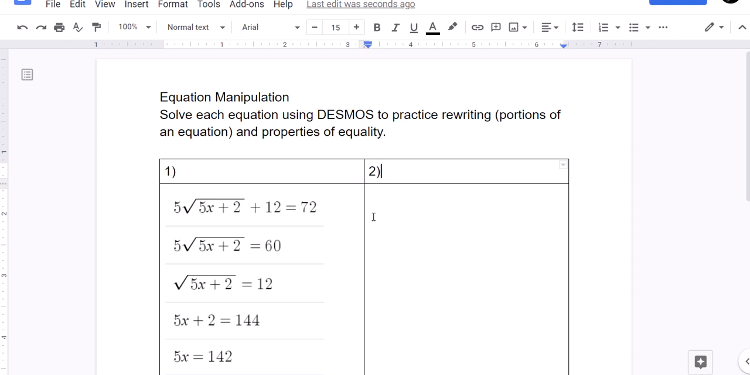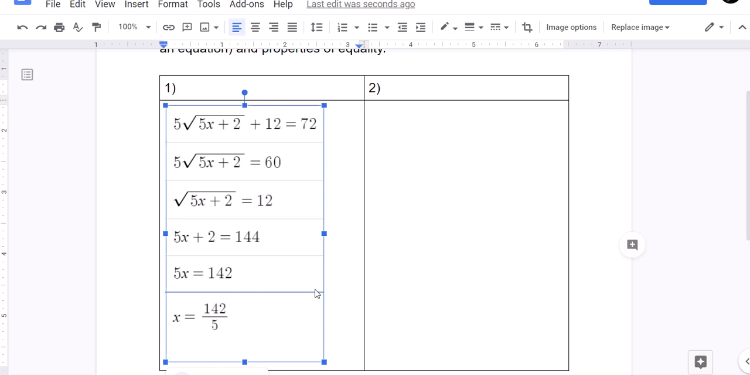It'll look like this. As you do your solution, you're just going to copy and paste it here. You just need to show me all of the steps, very clearly, very neatly written. And challenge yourself to really think about what are properties of equality? How can I validly rewrite portions of this?